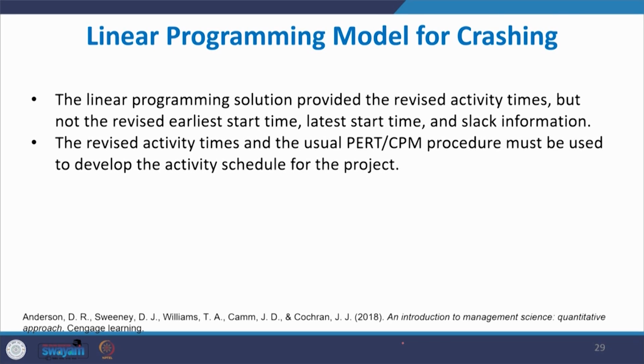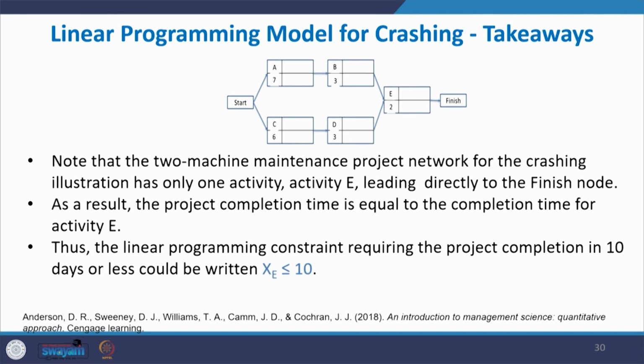So, the revised activity times and the usual PERT CPM procedure must be used to develop the activity schedule for the project. What I am saying here is that when you compress the duration, the whole schedule needs to be found again. Linear programming model for crashing, some takeaways. Note that the two mission maintenance project network for the crashing illustration has only one activity, activity E, leading directly to the finish node. You see that there is only one activity that is directly coming to the finishing node.